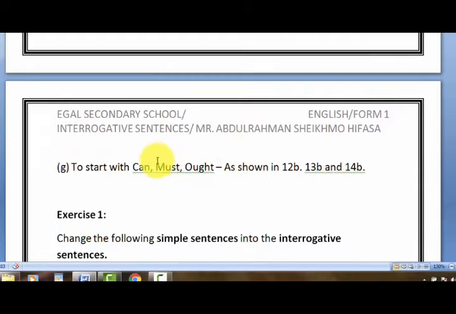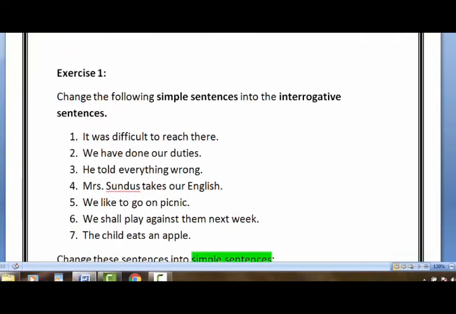There's only one sentence here. That one is a modal auxiliary as shown in 12b, 13b, and 14b. Now comes here your work. Test your ability. I've tried to put some few exercises here. Exercise 1. Change the following simple sentences. A simple sentence is a sentence that has one verb, one subject and carries one complete thought.